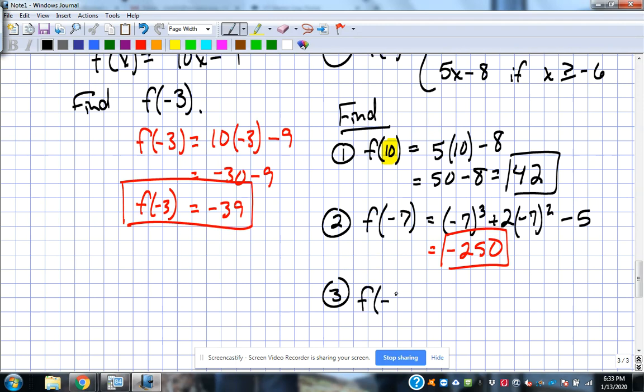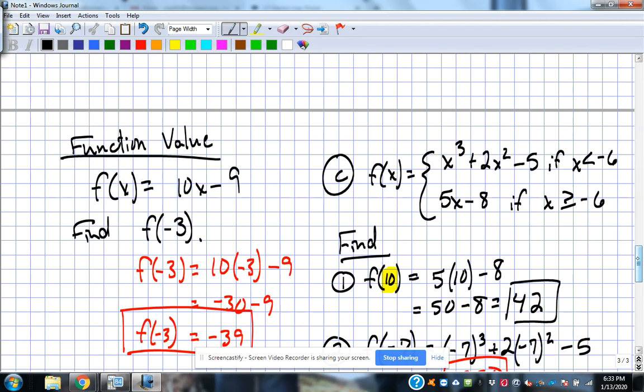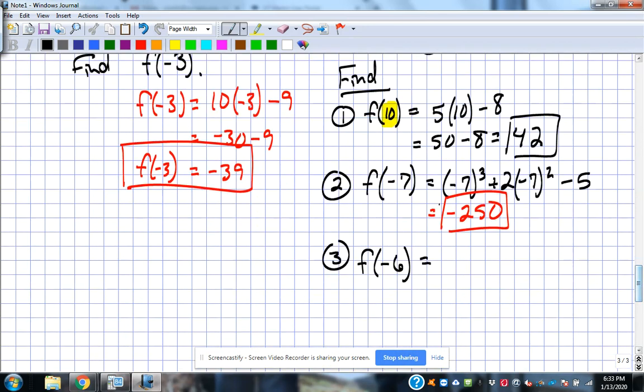And they always kind of try to throw this one at you because it's the tricky one. F of negative 6. Which one of those does negative 6 work in? Why the second one? Because it says equal to, and negative 6 is equal to negative 6. So I'm going to plug in 5 times negative 6 minus 8. That I can do. Negative 30 minus 8. Negative 38.